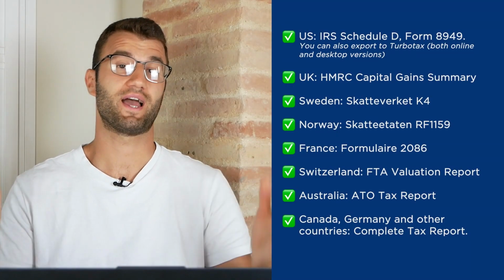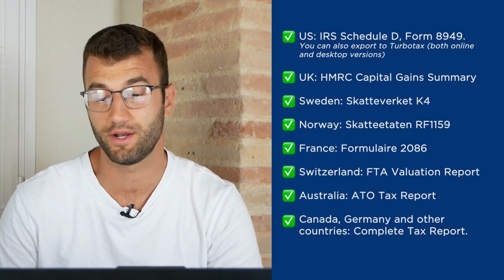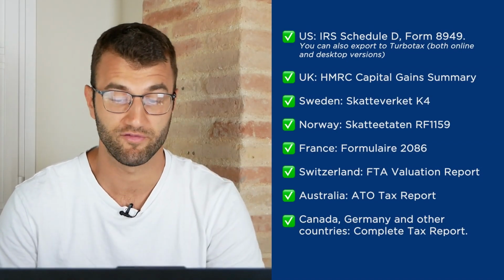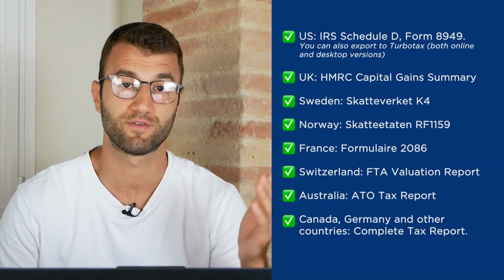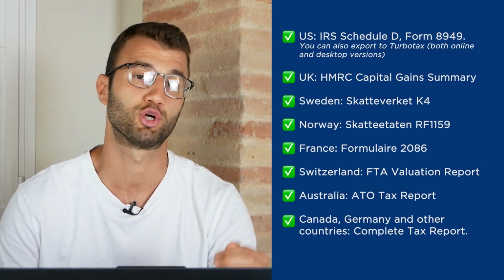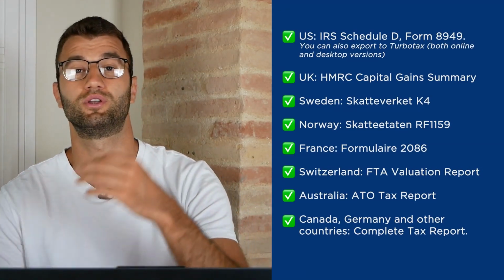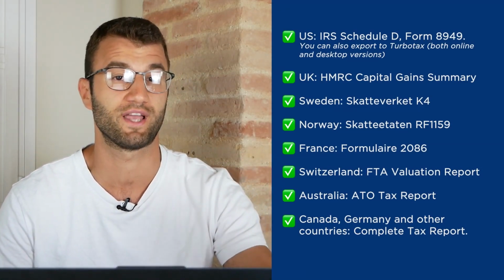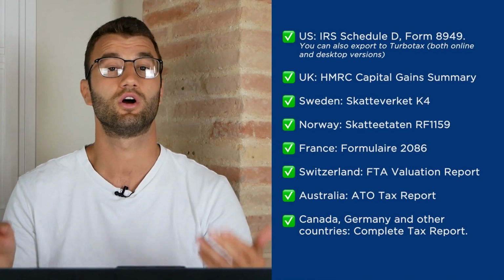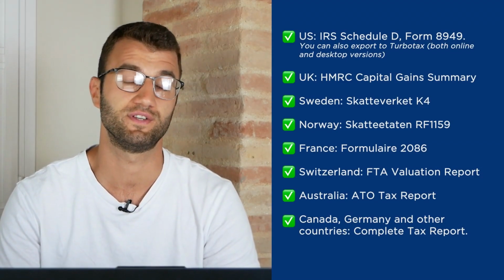And tax reports, we have aplenty. So for the US, we have the IRS Schedule D, Form 8949. You can also export to TurboTax, both online and desktop versions. I've made videos on that. We have reports for UK, Sweden, Norway, France, Switzerland, Australia, and then lastly, Canada, Germany, and other countries, we have the complete tax report, which, keep in mind, is a document you can download and print off and give directly to your accountant, and they will combine it with your other tax documentation to submit. Or alternatively, you can invite your accountant to Koinly to set up their accountancy firm here with us.